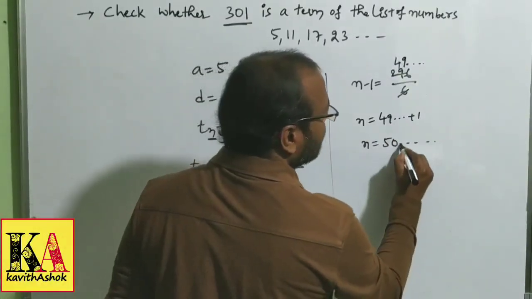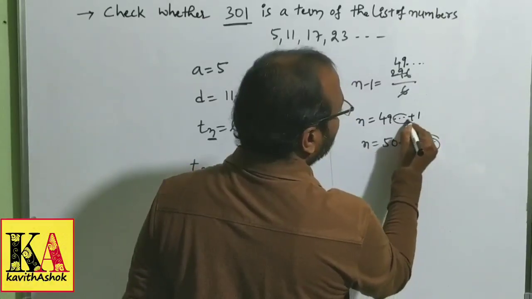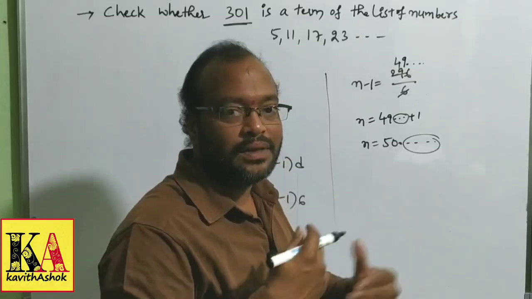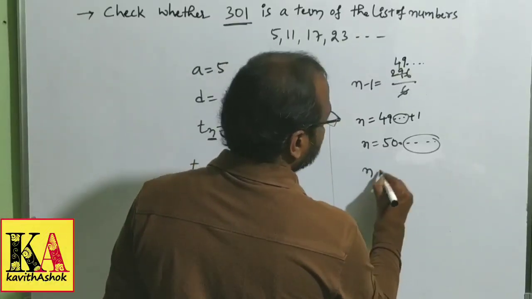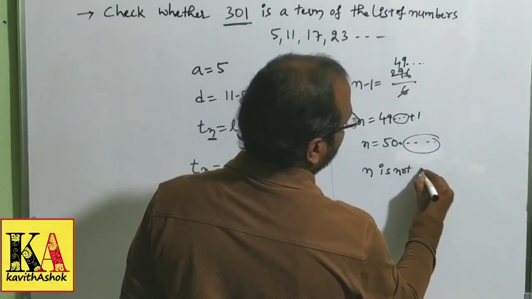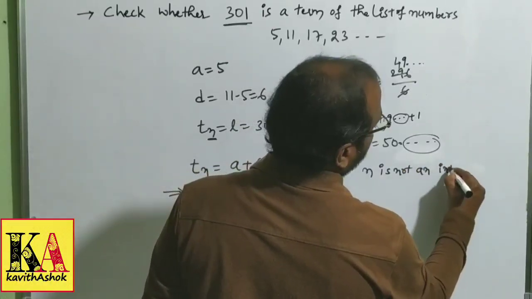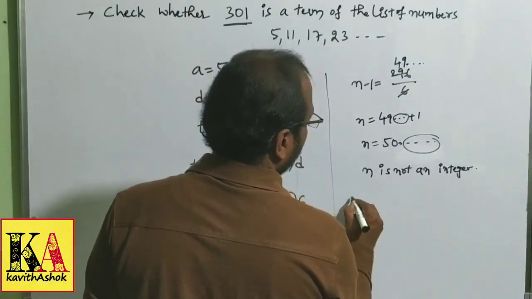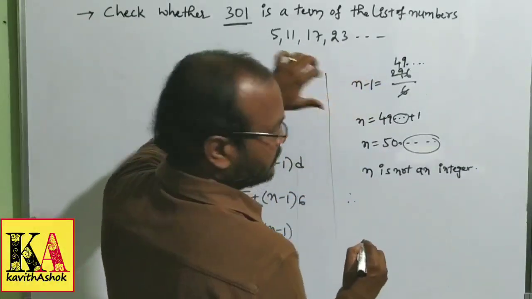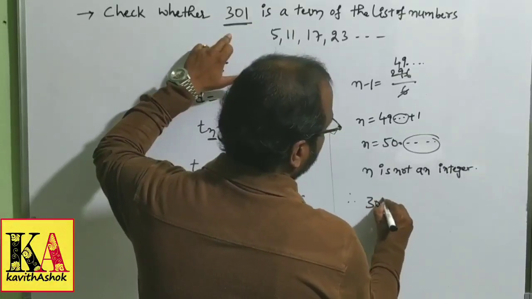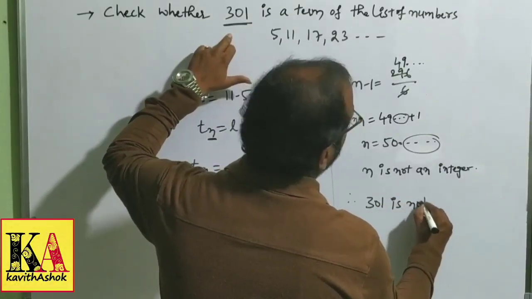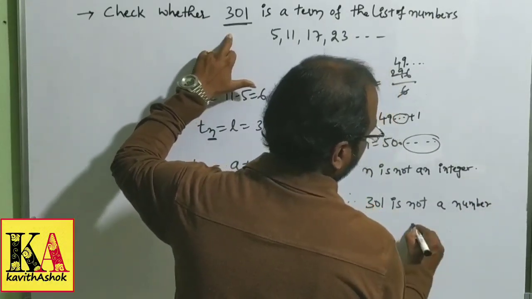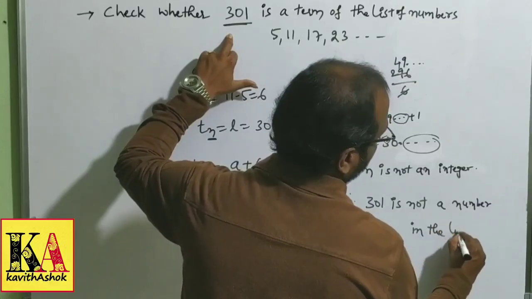This is 50 point something. This something, if you get, that will not be a term. N in the sense either first term, second term, third term, like that. So n is not an integer. N is not an integer. So that's why we can't get 301 in this list. So therefore 301 is not a number in the list.